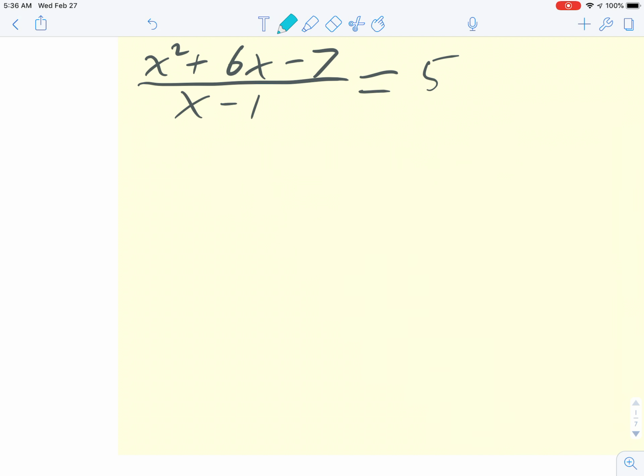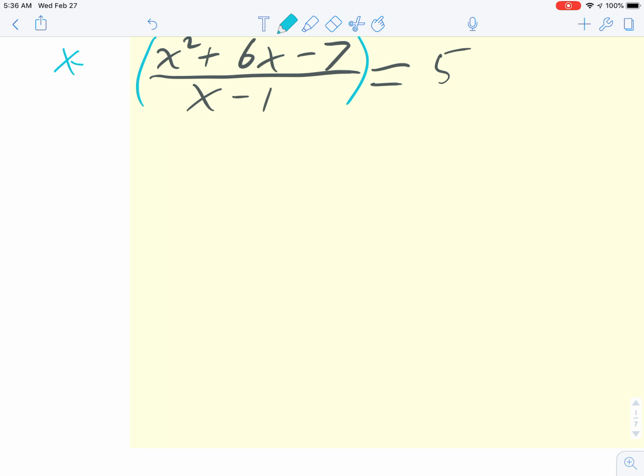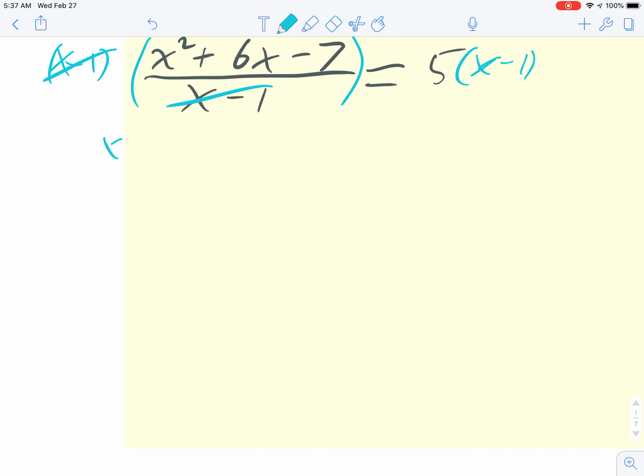In this particular problem, the only denominator in the whole problem is that x minus 1. So we're simply going to multiply both sides of the equation by the x minus 1. On the left side, the x minus 1's cancel, and we're left with x squared plus 6x minus 7. On the right side, we have 5x minus 5. And now we have a quadratic that we know how to solve.